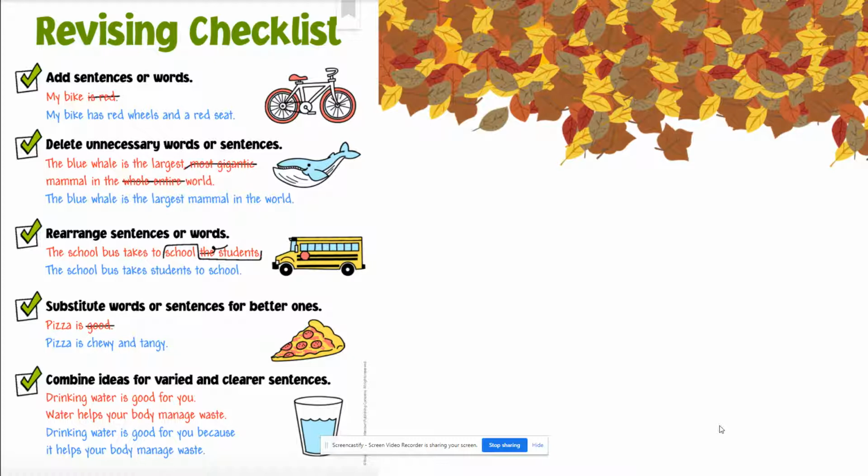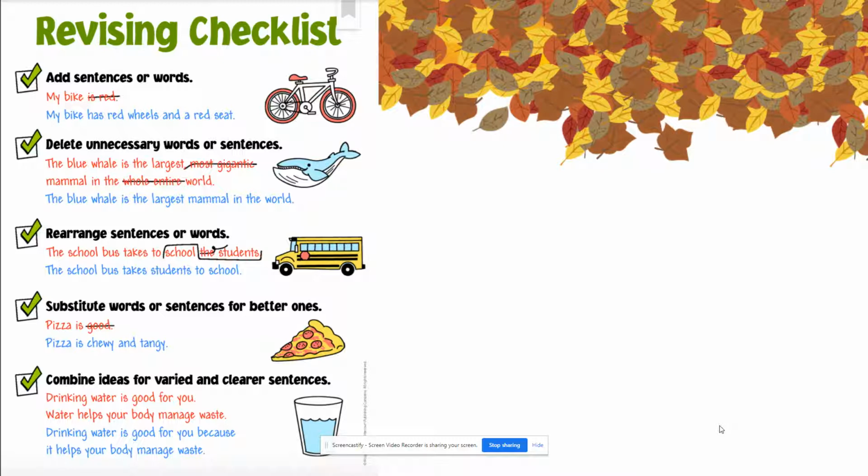Remember our revising checklist. You want to add sentences or words or phrases, such as instead of writing, "My bike is red," you might want to say, "My bike has red wheels and a red seat." This adds more interesting details and features to your text. You may want to delete unnecessary words or sentences. The blue whale is the largest, most gigantic mammal in the whole entire world. Some of this information is unnecessary, so we would minimize it by taking it out or deleting it and making the sentence, "The blue whale is the largest mammal in the world."